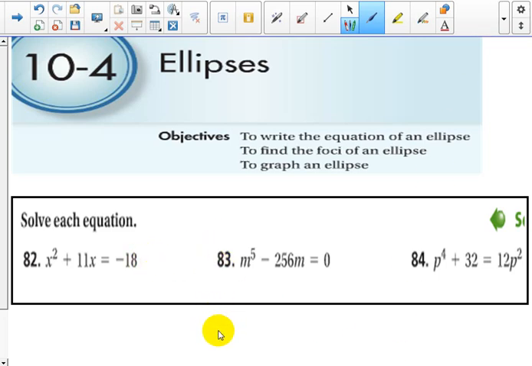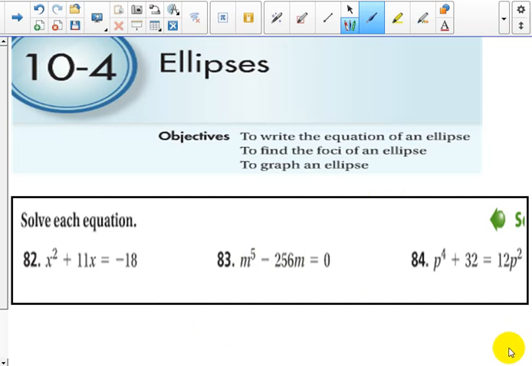Hello, this is Algebra 2, Lesson 10-4 about ellipses. Our objective for this lesson, we're going to split it up into 2 days. We're first going to write the equation of an ellipse. We'll do that today, part 1. And then we're going to learn to find the foci of an ellipse. And then we're going to learn to graph an ellipse, which will be tomorrow.